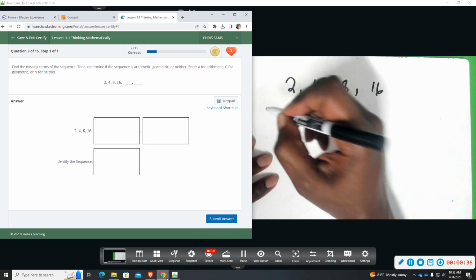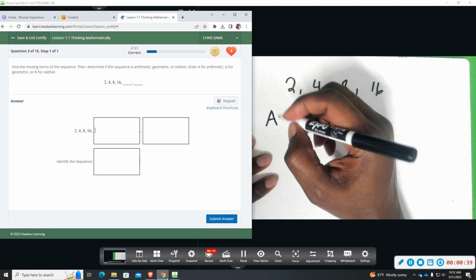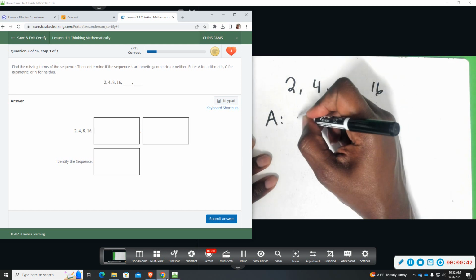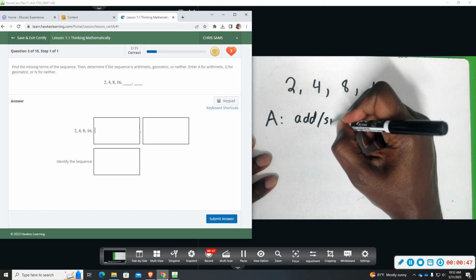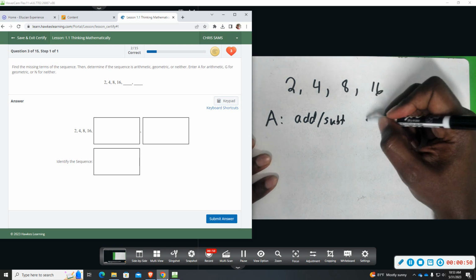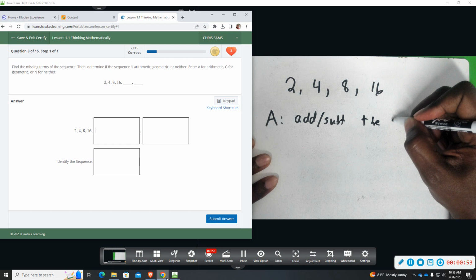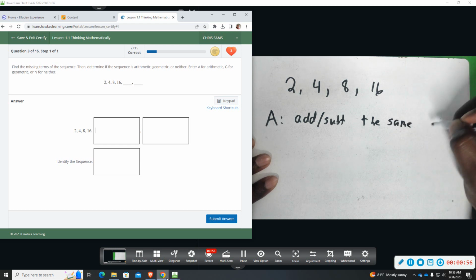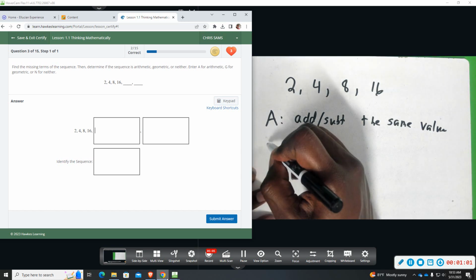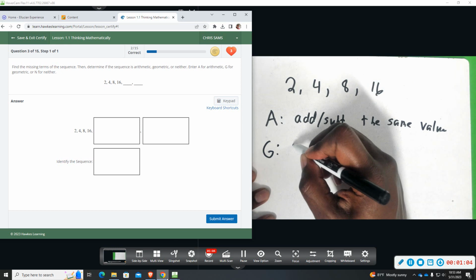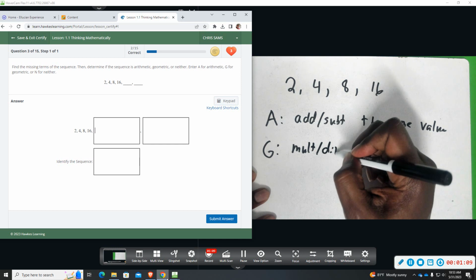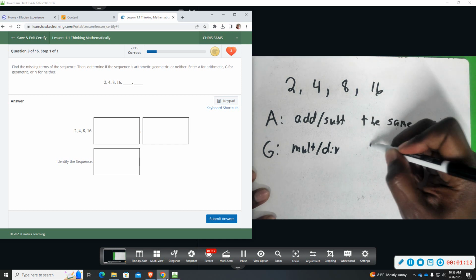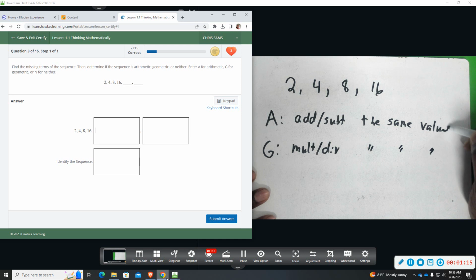So arithmetic, I'm just going to put A. It means I'm going to add or subtract the same value every time. Geometric means I'm going to multiply or divide the same value every time. So I'm just going to put quotation marks. That's the same thing, so same thing as above.